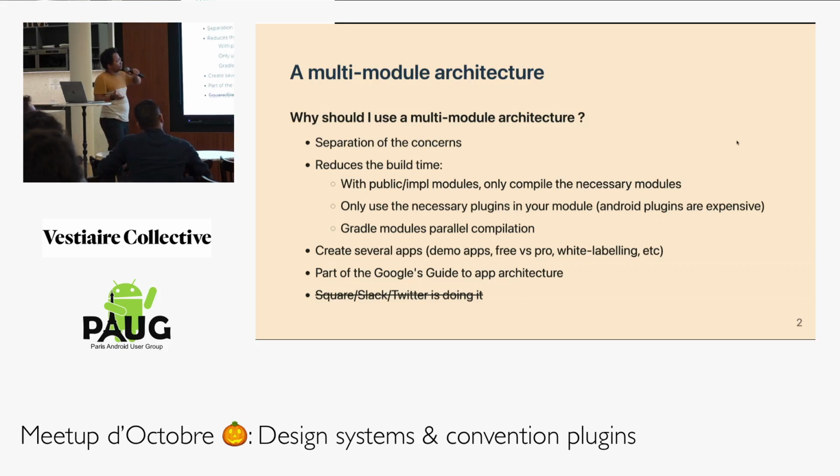Then you also get to only use the necessary plugins in your module. Since Android plugins are really expensive, you can have a module using only the JVM. And finally, every module can be compiled in parallel if they are independent. Then with multi-module, you can also create several apps: a demo app if you want to QA or showcase some features you have, free versus pro features, and also white labeling.